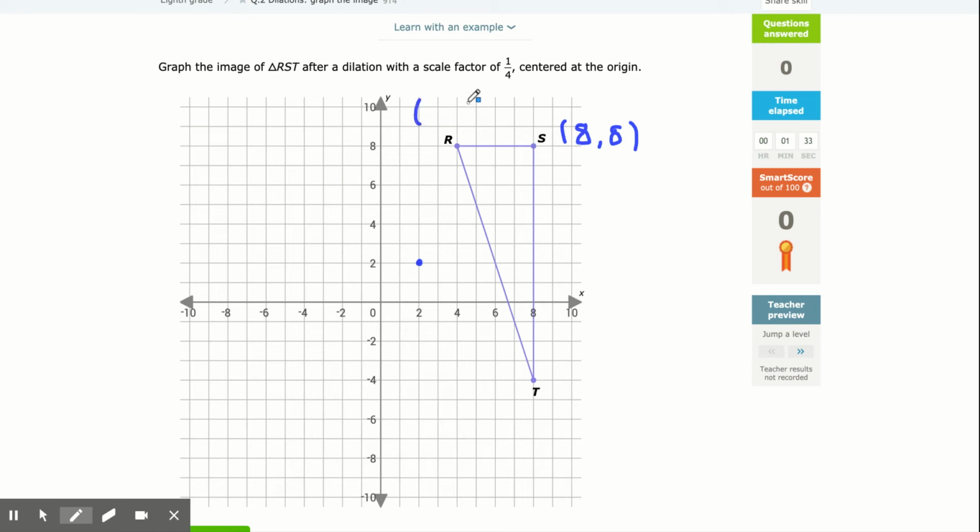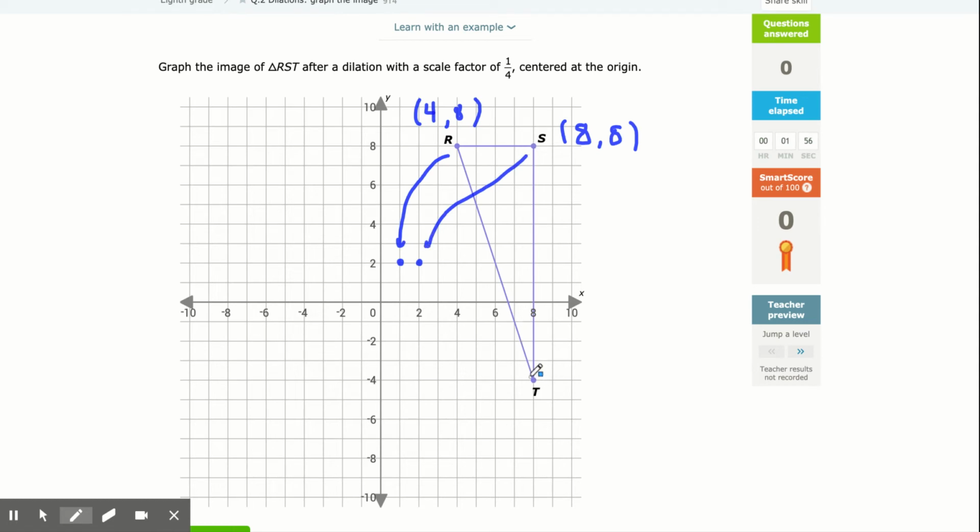I do the same thing for R. R has an X value of 4 and a Y value of 8, and I take 1/4 of those. 1/4 of 4 is going to be 1, and 1/4 of 8 is 2. So this point right here is going to be my new R value. This is my S value.